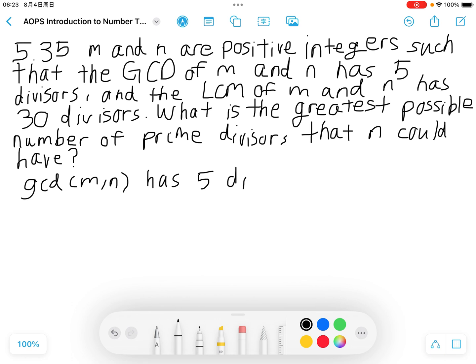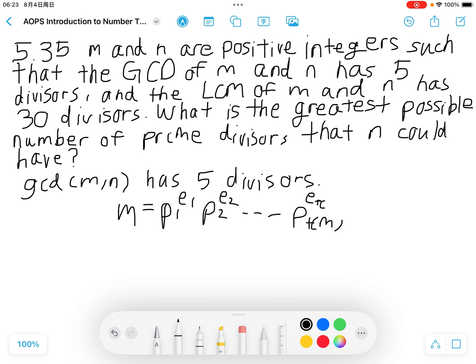This basically means if I took the least exponent, so m is equal to, let's say, p1^e1, p2^e2, etc. all the way to p_tm^e_tm, where tm is the number of divisors for m, and n is equal to p1^f1, p2^f2, all the way to p_tn^f_tn, the number of divisors of n. So let's say this is m and n, and we have GCD(m, n).